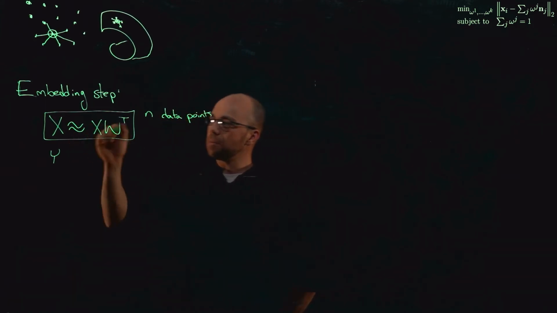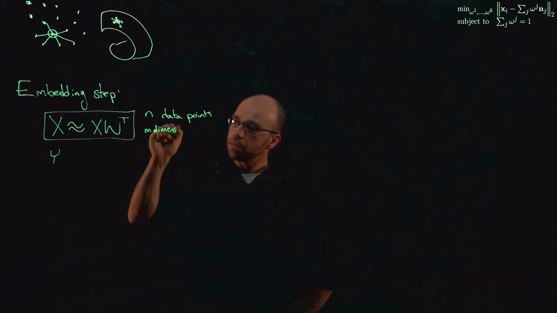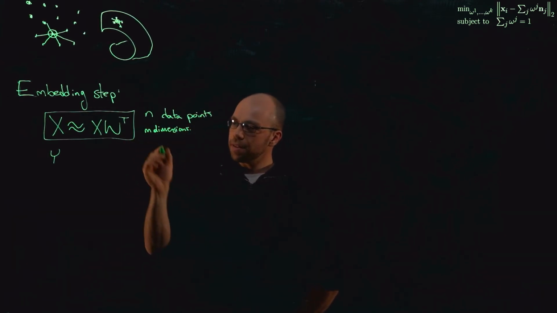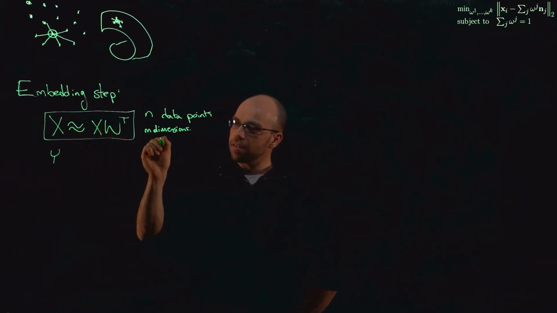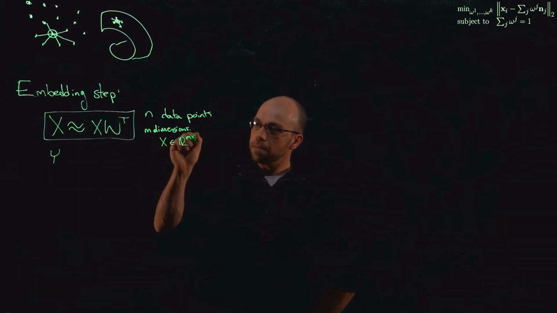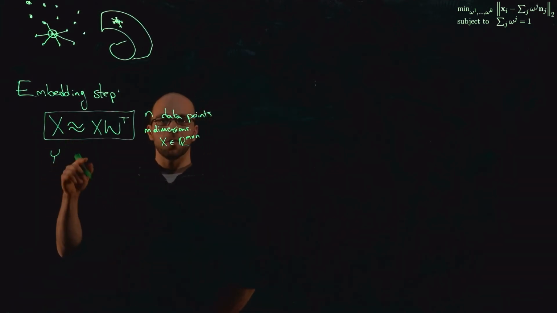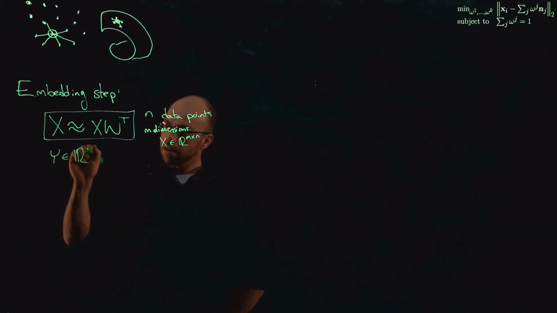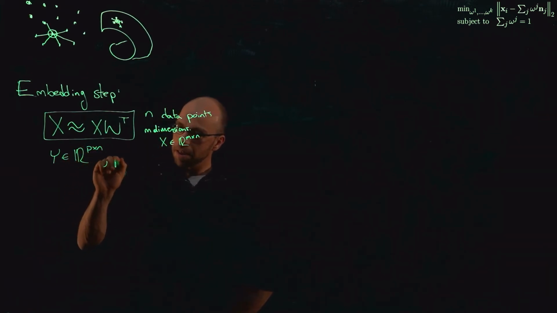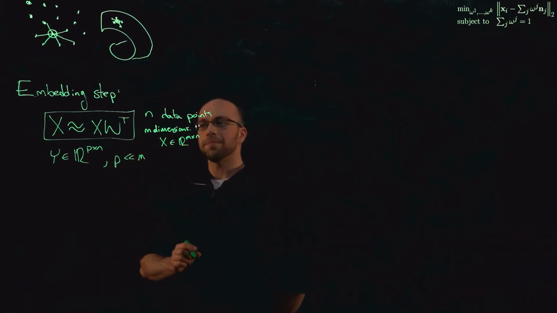And if this problem is in m dimensions as input, well, then what do we know? We know that X, we can say, is in R^(m by n). So our output, matrix Y, what we're going to ask for is that this is in R^(p by n), where p is hopefully a lot less than our original dimensionality.